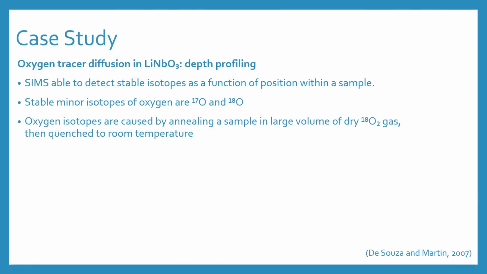For example, in a case study of oxygen tracer diffusion in LiNbO3, SIMS is used for depth profiling. SIMS is able to detect stable isotopes as a function of position within a sample. Oxygen is being examined in this case study. However, there are isotopes of oxygen such as O17 and O18, which are minor isotopes of oxygen. The appearance of oxygen isotopes is caused by annealing of the sample in a large volume of dry O18-enriched O2 gas, then the sample is quenched to room temperature.